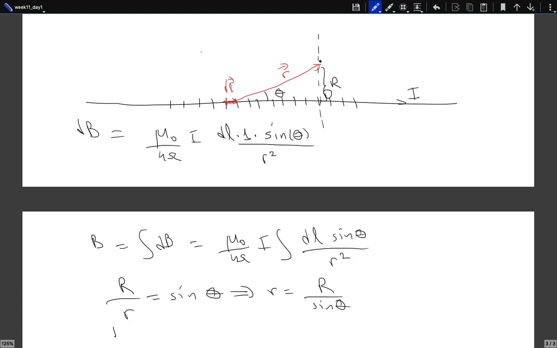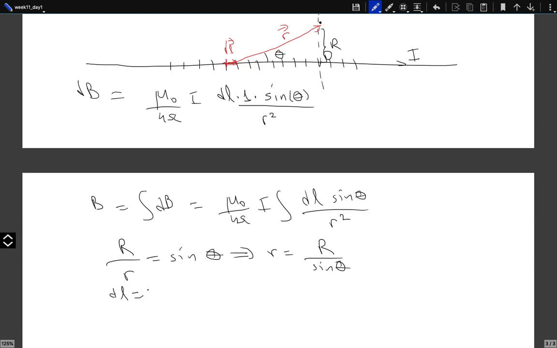Now, dl is basically dx. If this is the x-axis, it is how much the x-coordinate changes as we go from one segment to the other segment. Now, what is x over r? I will say minus cosine theta. Or if you like, let me put the minus sign on the other side. Minus x over r is cosine theta. Remember, I'm looking at this point. At this point, x is negative. So minus x is this length. That's why I have that minus sign.